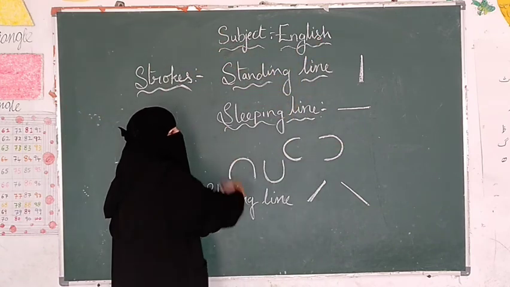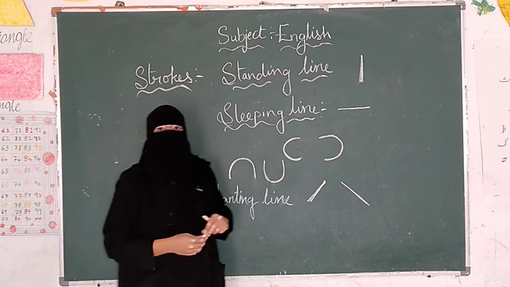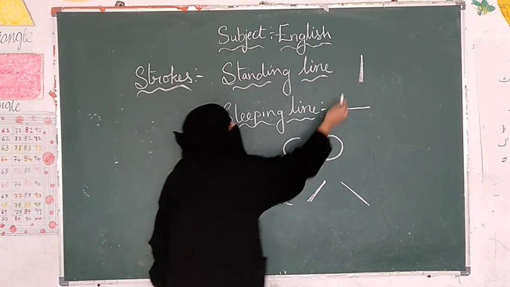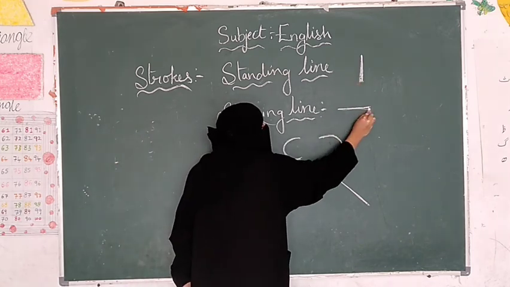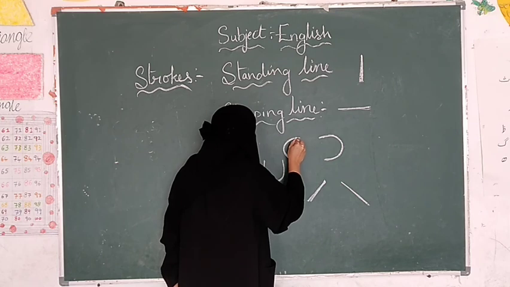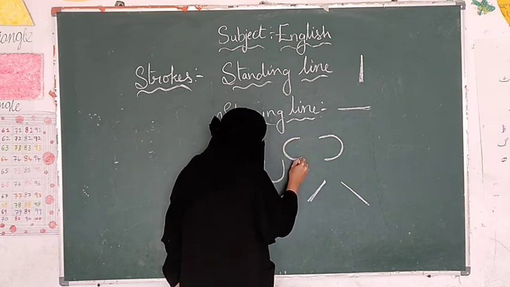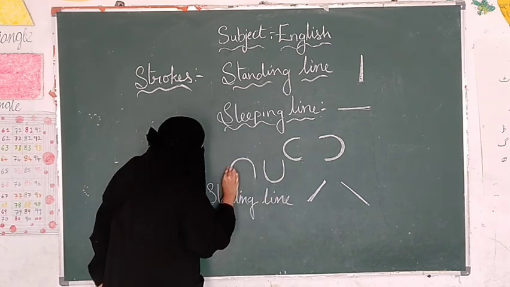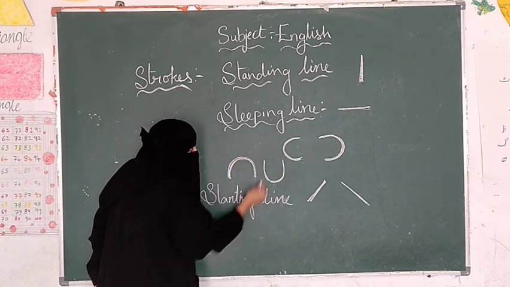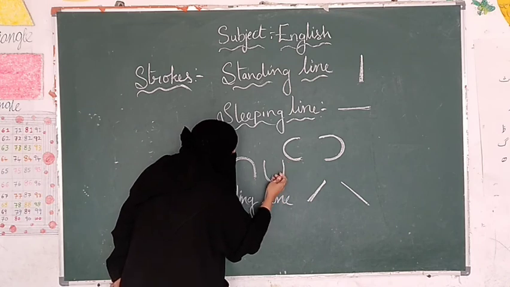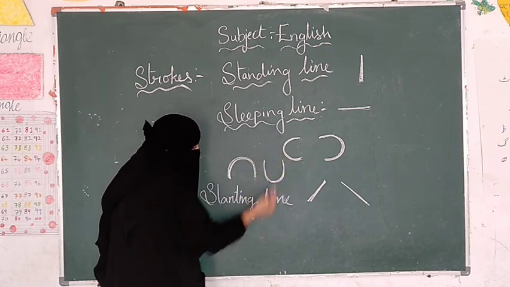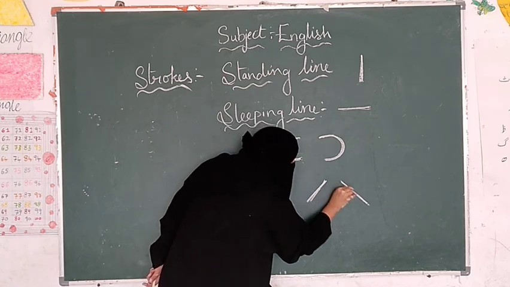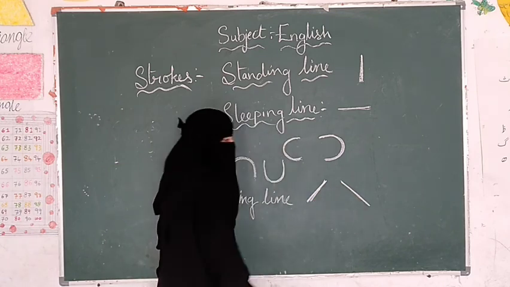So, with the help of these strokes, we can make alphabets. This is the standing line, sleeping line, half curve towards the right direction, half curve towards the left direction, half curve towards the downward direction, half curve with the open mouth towards the upward direction, slanting line towards the right direction, slanting line towards the left direction.